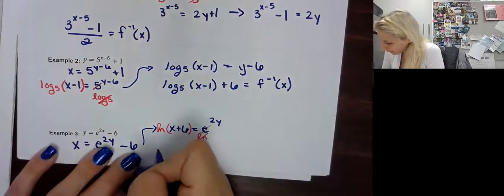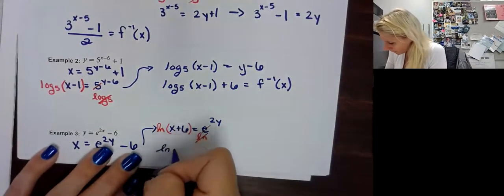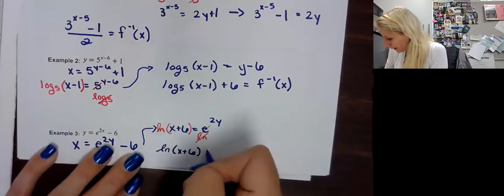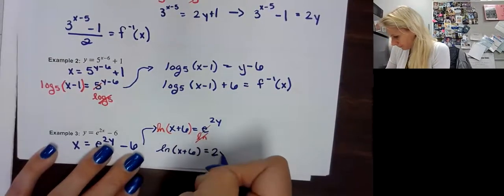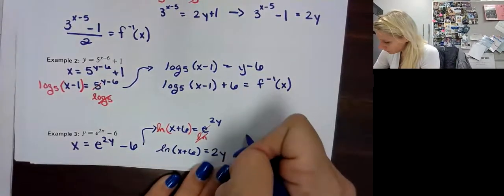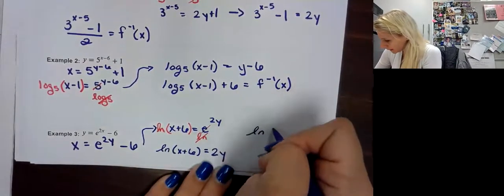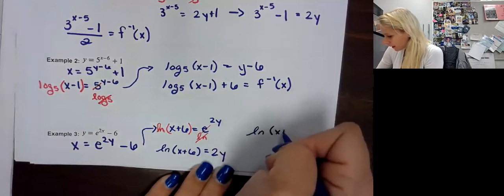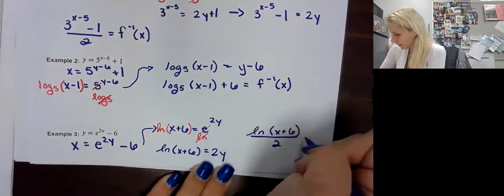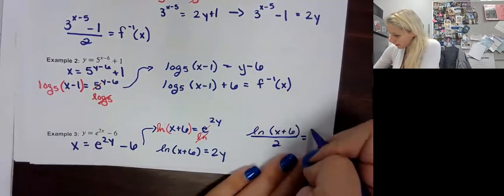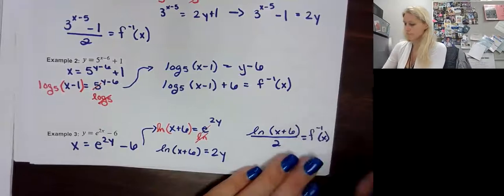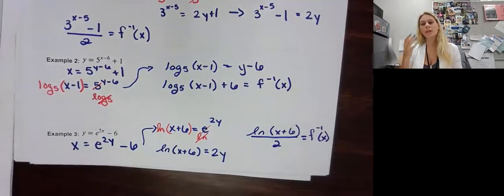So let me rewrite what I have. I have ln parentheses x plus 6 equals 2y. How do you get y by itself now? Divide by 2. So our final answer is ln of x plus 6 all over 2 equals f of negative 1 of x. There we go.